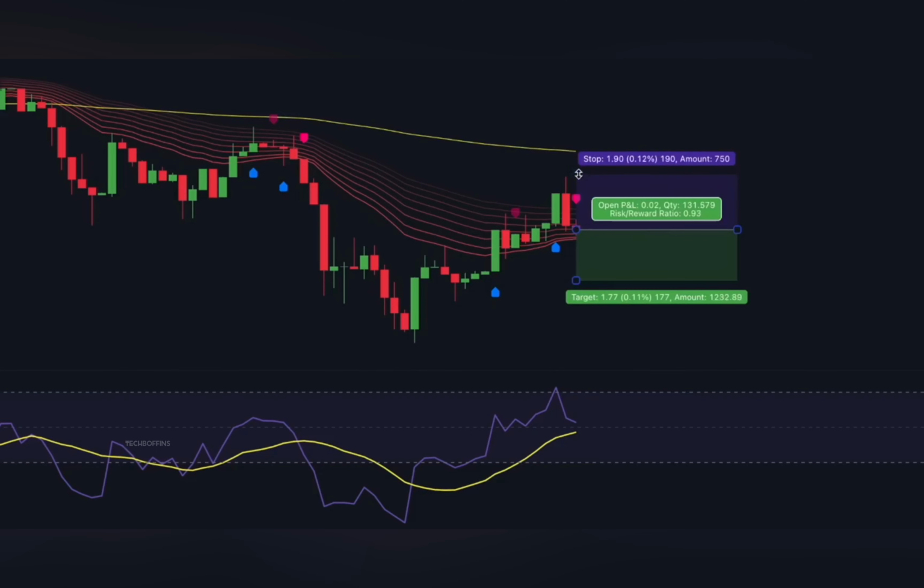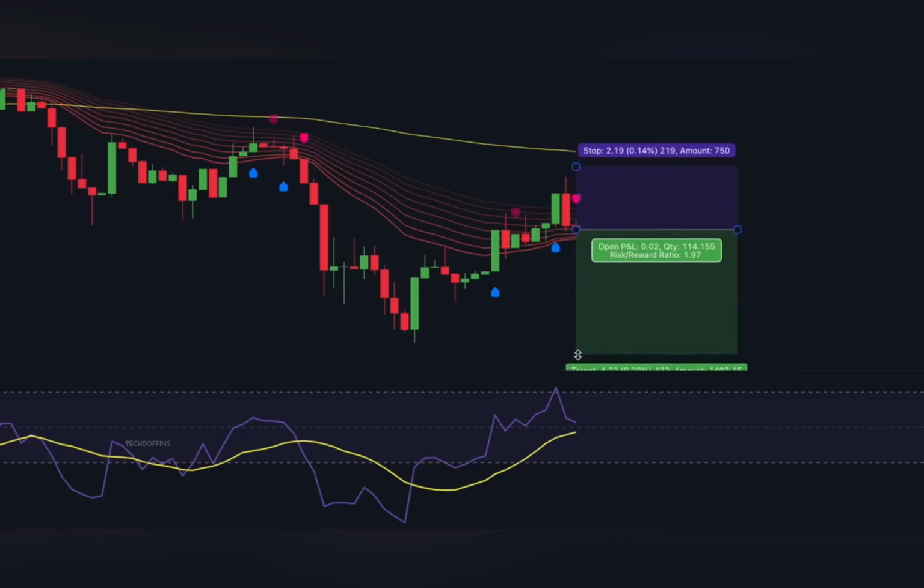Set the stop loss above the most recent swing high and target 2 times the risk. If a quarter of the profit is realized, move the stop loss to the break-even point.